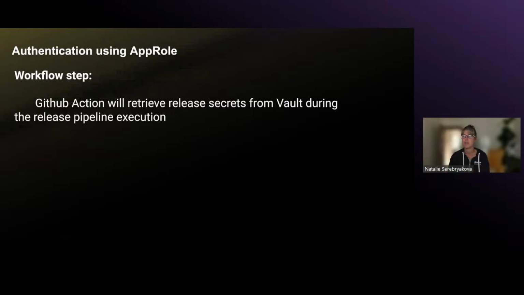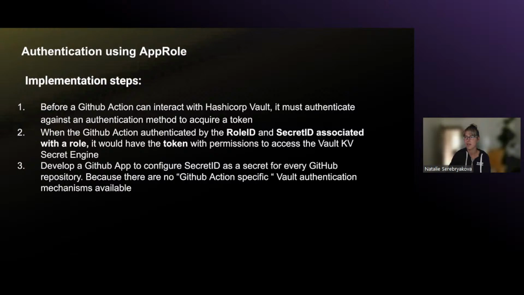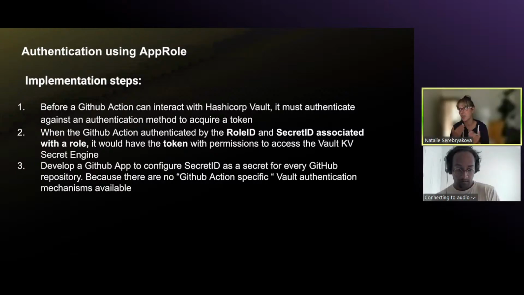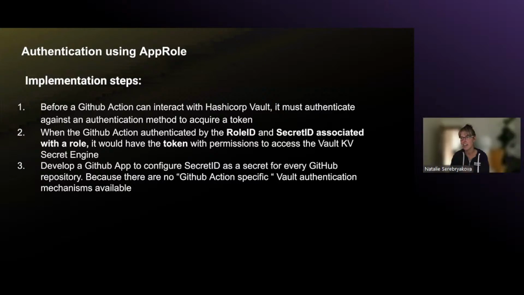So the step I described is adding Vault to the actual workflow, and our implementation steps were next. The decision was, as I said, for the GitHub Action to acquire the token. It creates the role ID and the secret ID associated with this role, and then when the action starts, it can actually get the needed secret.